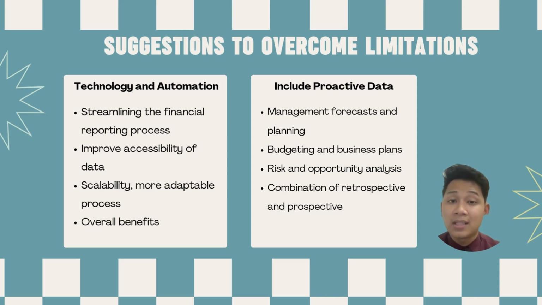Technology makes financial data more accessible, using visual tools like dashboards and graphs to present complex information in a way that is easy for people to understand. As a business grows, automation is scalable. Systems can handle more data without increasing complexity, making the reporting more adaptable to business needs.